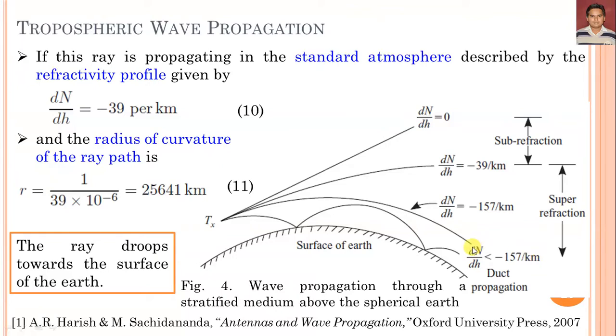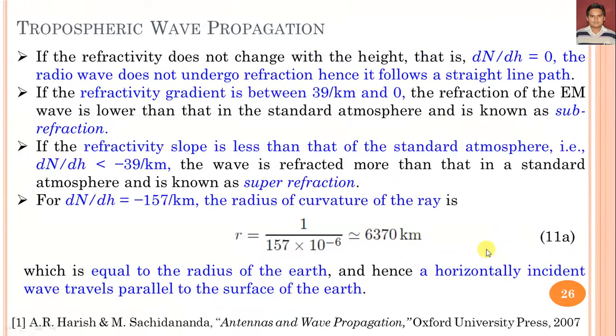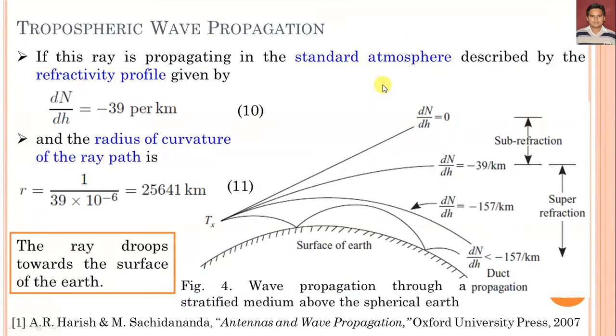In that case, we can define the different types of propagation. If the value lies between 0 and minus 39, it is called sub-refraction. If it is between minus 39 and minus 157 per kilometer, it is called super-refraction. If the value of dN by dh is less than minus 157 per kilometer, it is called duct propagation, which we discuss in a subsequent slide of this lecture. If the refractivity does not change, dN by ds is zero, then the ray does not undergo refraction, and hence it follows a straight line path.